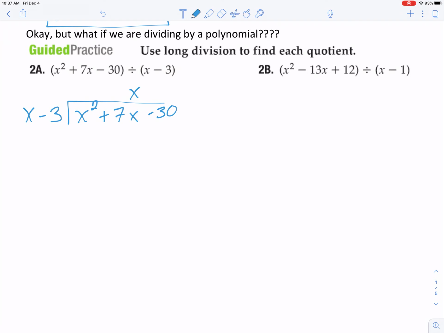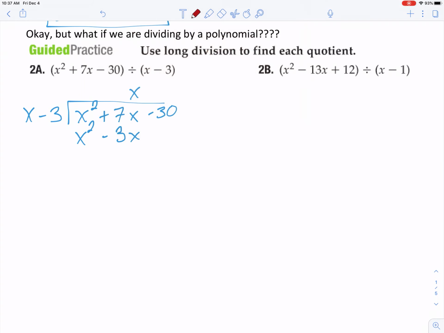So I'm going to write that on top of the little division box. And then I'm going to come over here and basically distribute it to the x minus 3. So x times x is x squared. And then x times negative 3 is negative 3x. Now, pay attention to this. This is very easy to mess up.